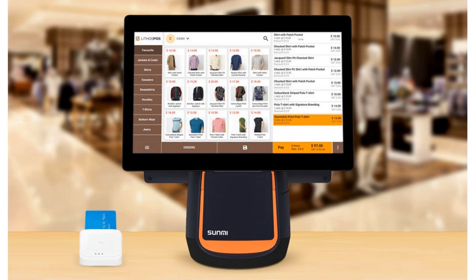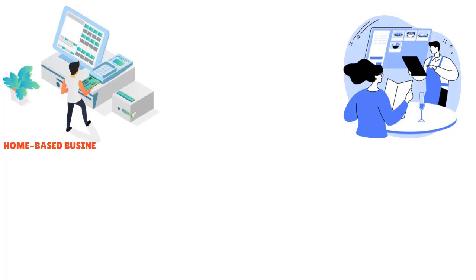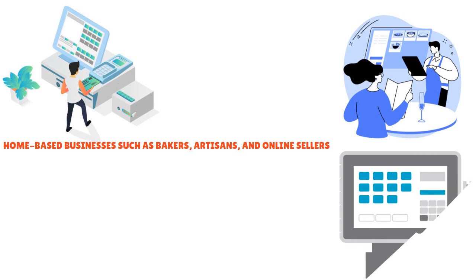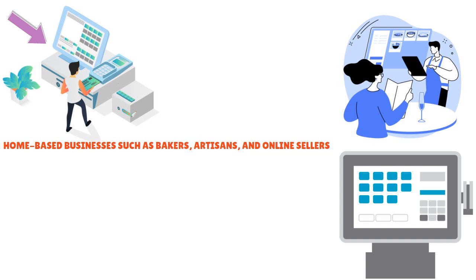Let me give you some of the types of businesses that can benefit from a computer POS system, like a home-based business such as baker, artisan, or online seller. You can actually use a computer POS to take orders. When the customers come to pick up, they can process payments with a card reader.